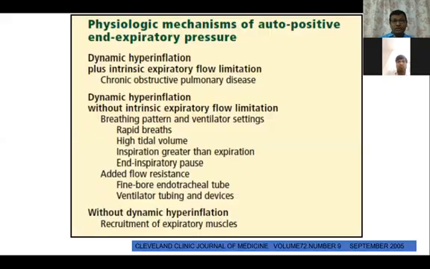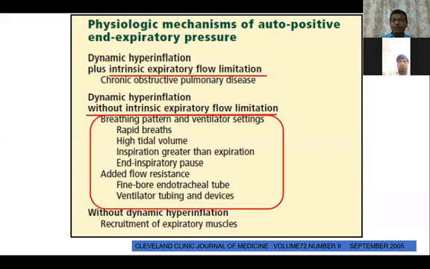So what are the usual causes? It can be with intrinsic expiratory flow limitation, which is rare in newborns, whereas it can be without intrinsic expiratory flow limitation, which is more common in newborns, and it includes rapid respiratory rates, higher tidal volumes, short expiratory time, or a small size ET tube.